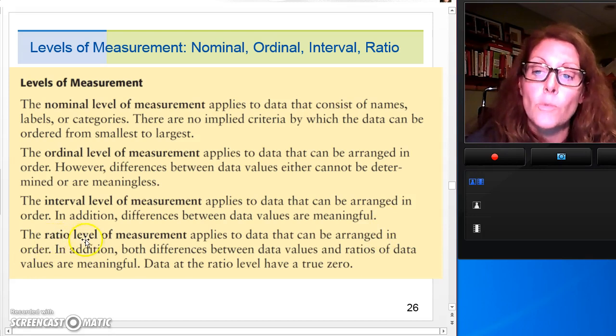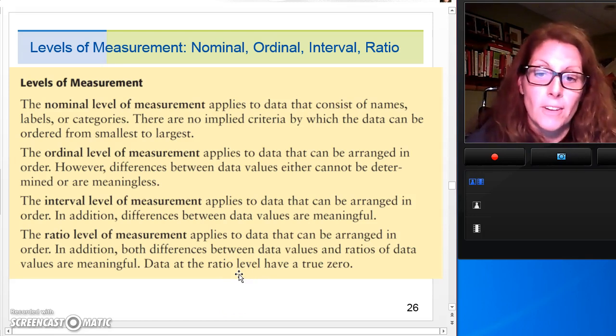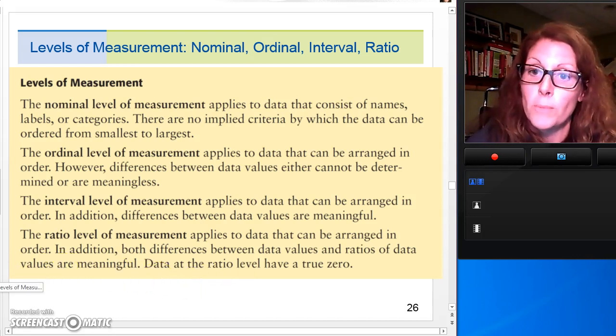And then finally, the ratio level of measurement, which is the most specific and detailed level of measurement. This is one where data can be arranged in order. Differences can be found between data values that have meaning, and we can even calculate ratios, and we'll review what ratios are in class tomorrow, but we can calculate ratios because there is a true zero to the measurement, and we'll talk about what that really means tomorrow as well. Okay, so please make sure you have these definitions in your notebook, at least for us to start from.